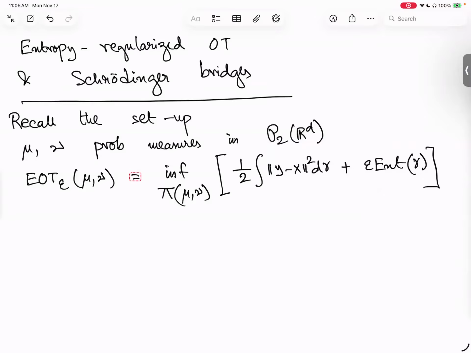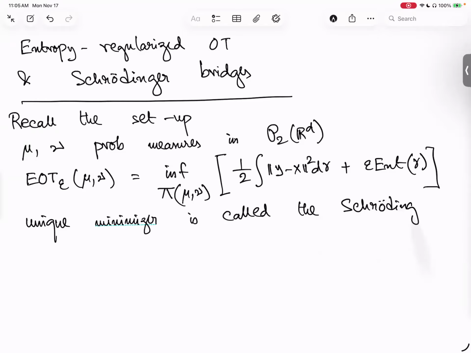This is a strictly convex optimization problem on a convex set. The unique minimizer is called the Schrodinger bridge at temperature epsilon between mu and nu.